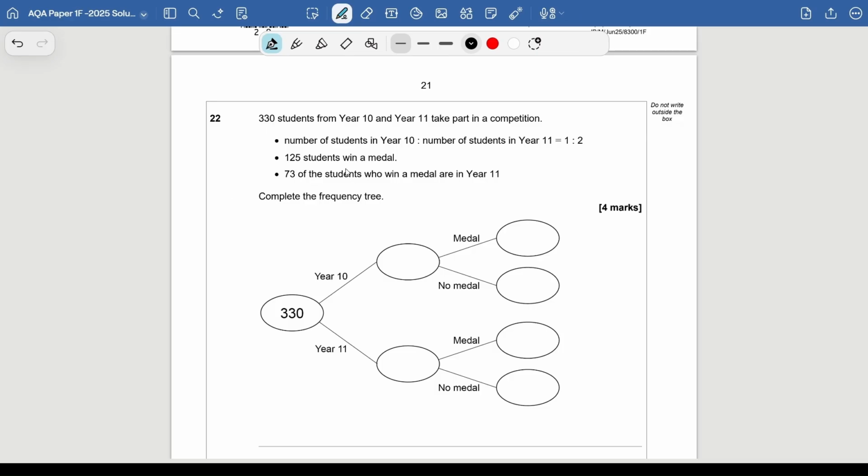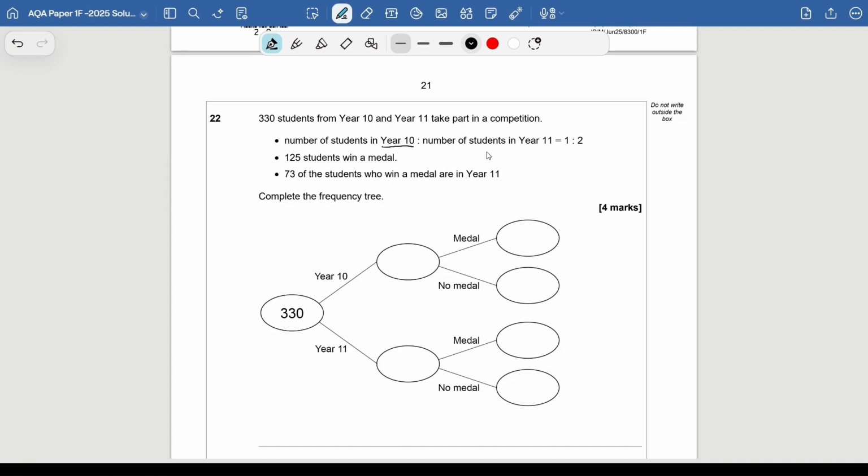The next question says 330 students from year 10 and year 11 take part in a competition. The ratio of the number of students in year 10 to the number of students in year 11 is 1 to 2. So the ratio is given. 125 students win a medal. 73 of the students who win a medal are in year 11. Now complete the frequency tree. With this information, how can we complete the tree here?